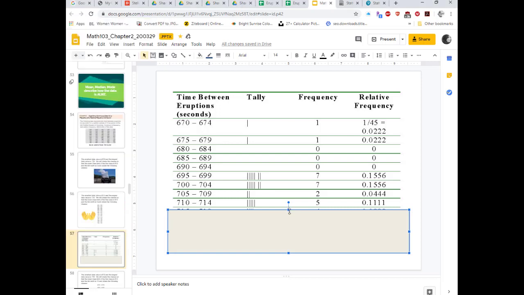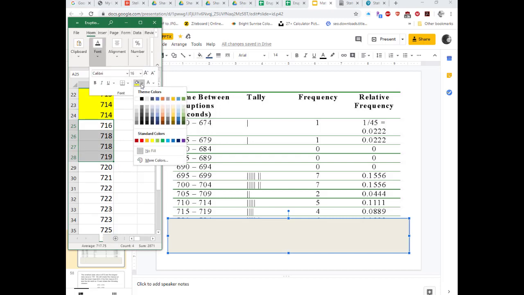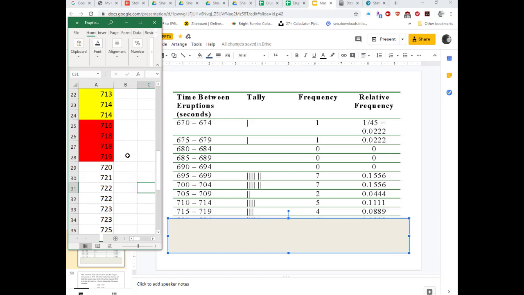My next bin is going to be 715 to 719. So let's look at my numbers here again. 715 to 719 is going to take up these 4 numbers. And this time I'm going to do, what number should I do, purple? You can't see purple very well. I'm going to put bright red. Okay, so bright red has 4 right here. So I have 4 out of 45.